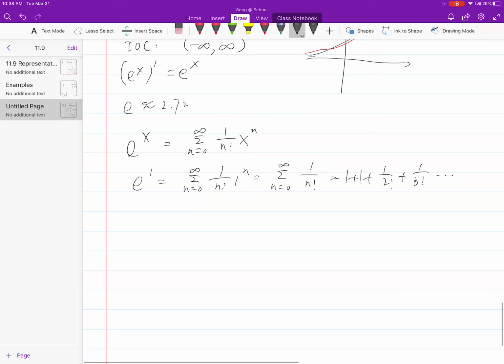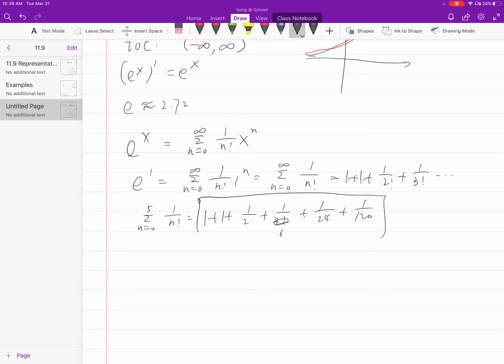Keep going. Now if you just want some approximation of e, you can take the sum of the first, maybe, I don't know, 5 terms. Use a calculator. This is going to be 6 plus 1 over 4 factorial, which is going to be 24, and plus 1 over 120. Take out a calculator, find this number. You will find it's actually very close to the real e.